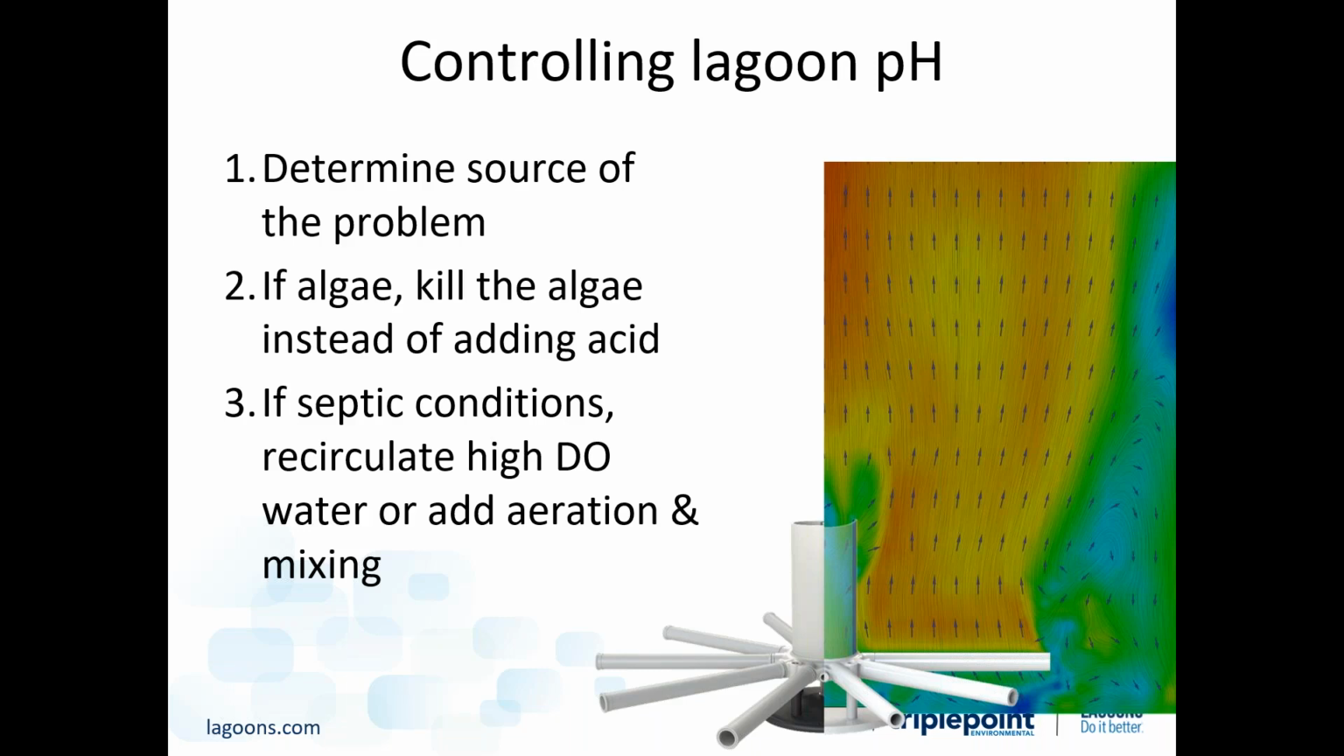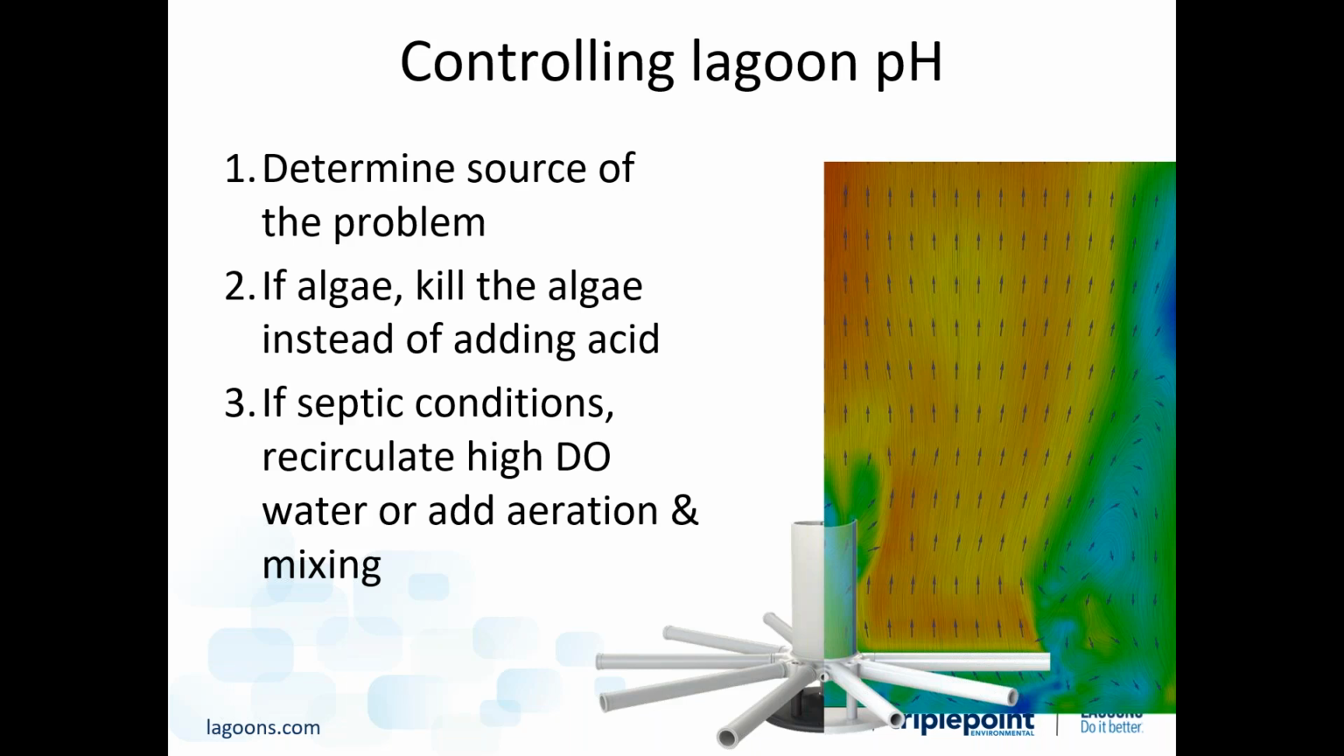And then lastly, a solution that can help address both an algae problem and a DO problem is to add aeration and mixing. Algae really do not like to grow in moving water. So adding mixing, whether it be direct mechanical mixing or as part of an aeration system, will help stop those algae from growing to the degree that they can actually mess your pH up.